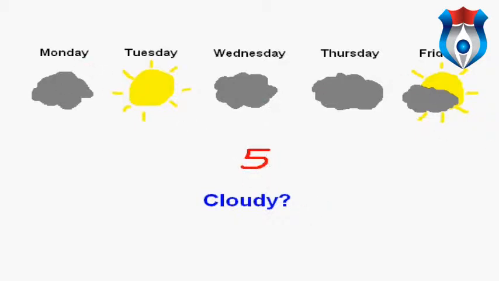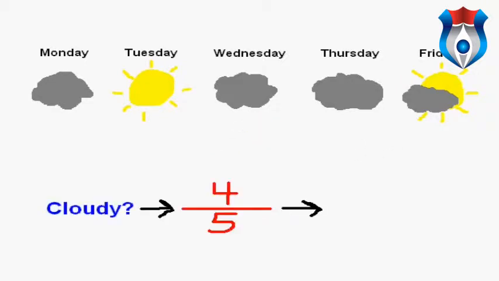Now, out of those 5 days, how many days are going to be cloudy? Well, 1, 2, 3, and you could argue this one as well because there's a cloud there. So we could say 4 out of the 5 days are going to be cloudy. Now, when we're dealing with probability and we want to figure out what the chance is that it's going to be cloudy, we often deal with percents.